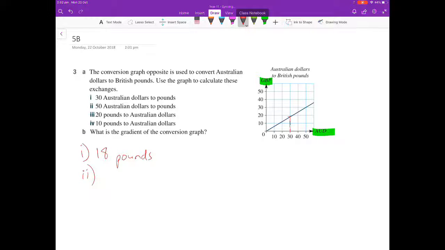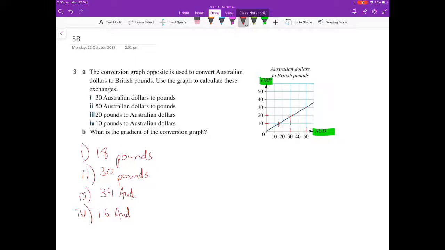Next one is looking for 50 pounds. So let's go back over, find where the 50 is, go all the way up, go across, and that is sitting right on the 30. Third one is 20 pounds going to Australian dollars. So we're starting up on the vertical axis where 20 is, making our way over, and it is sitting between 30 and 40, but not quite at the halfway mark. And for the 10 pounds, drawn all the way over, it is sitting between the 10 and the 20, but just past the halfway mark.